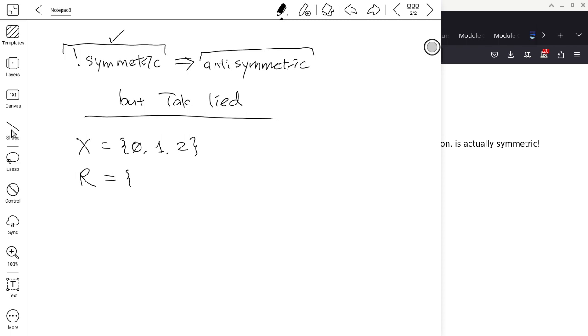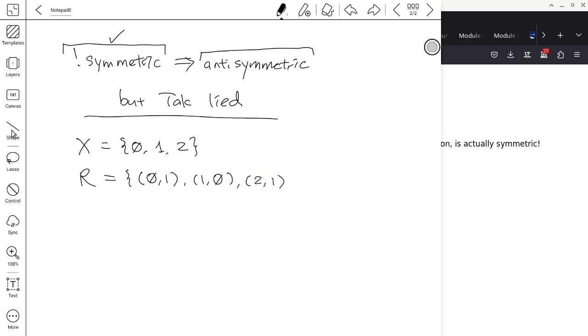Okay, so we want it to be not symmetric. With just 0, 1 in it, it is not symmetric, because in order for the relation to be symmetric, if 0, 1 is here, then 1, 0 should be here as well. Since 1, 0 is not here, it is not symmetric. Okay, fine. What about this one here? Oh, but this means it is now symmetric, which does not meet the requirement of what you want over here, which is the counterexample. Fine.